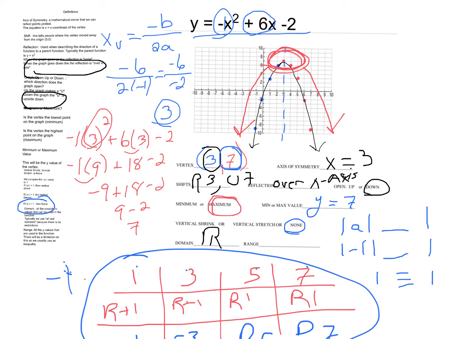Now, for the y values, again, notice if I make a line through here, my graph never goes above y equals 7. All my coordinates are below that. So therefore, y will be less than or equal to 7. And there we go. Okay?